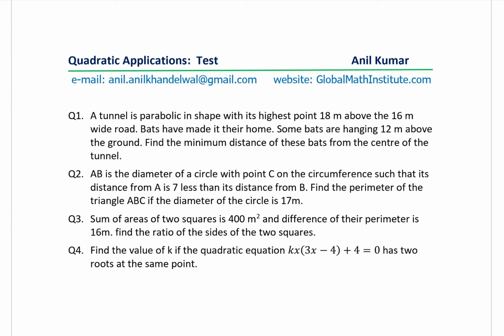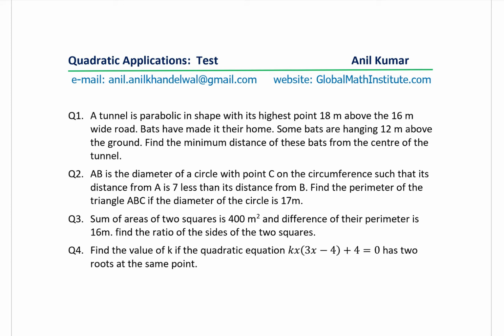Question number two. AB is the diameter of a circle with point C on the circumference such that its distance from A is 7 less than its distance from B. Find the perimeter of the triangle ABC if the diameter of the circle is 17 meters. Question number 3. Sum of areas of two squares is 400 meters square and difference of their perimeter is 16 meters. Find the ratio of the sides of the two squares.